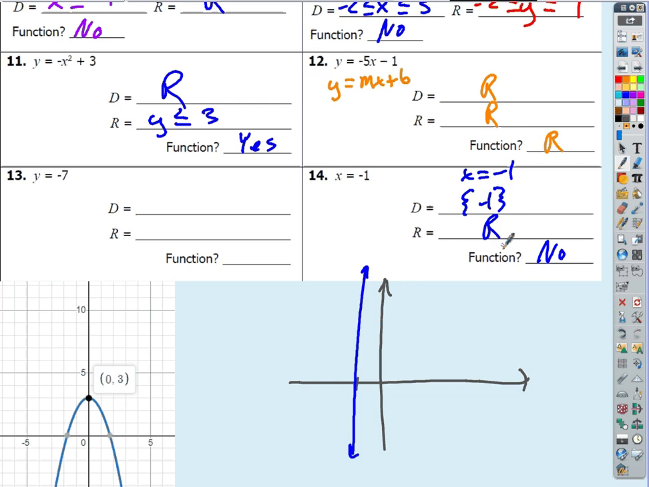Now what about this one? What kind of line is that? That's horizontal. So is that a function? Yes, it is. What's the domain for this one? All reals. What's the range? -7.